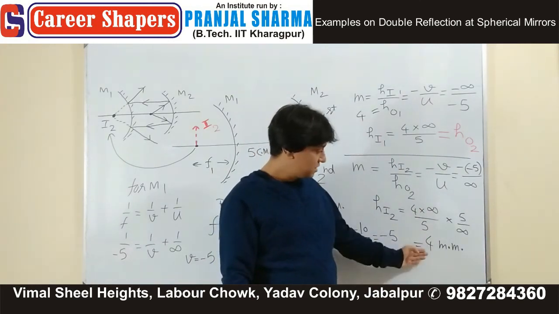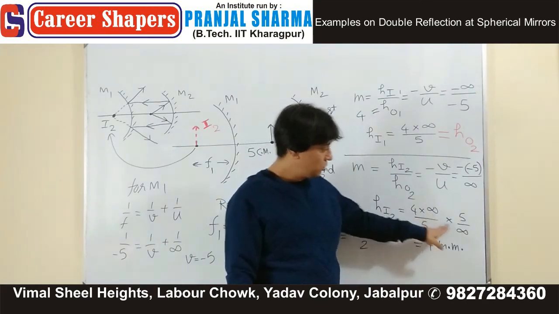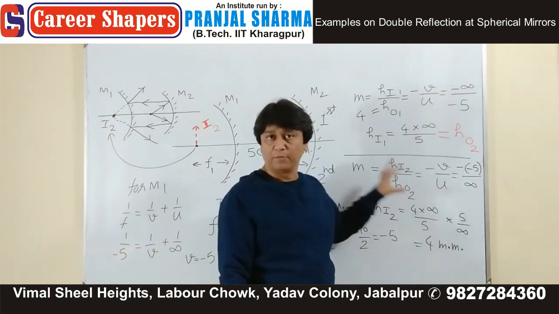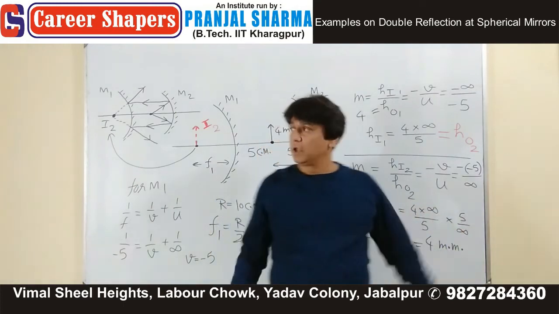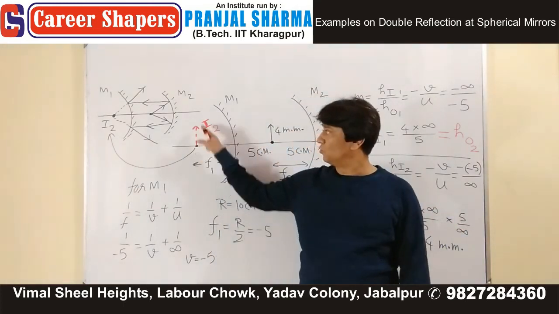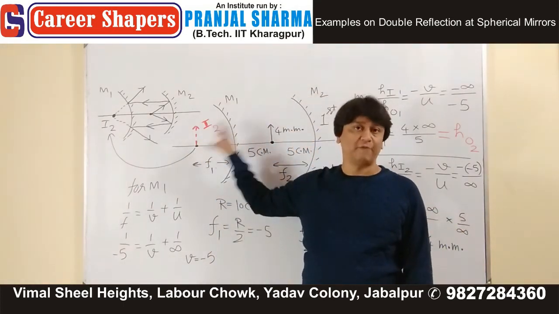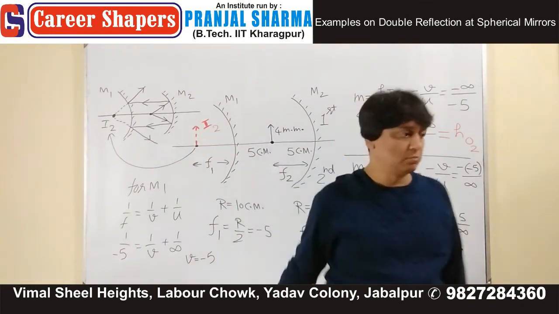Do you understand this calculation part? How to remove infinity from the calculation, and this red virtual final image? Yes or no?